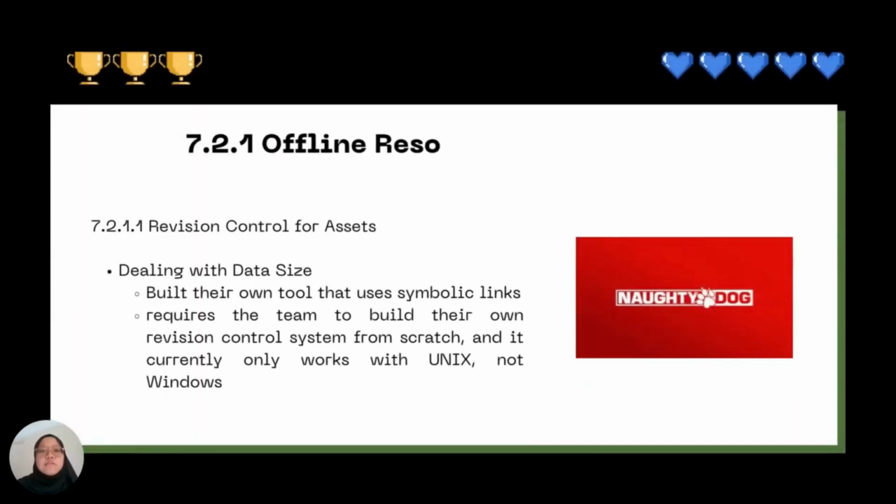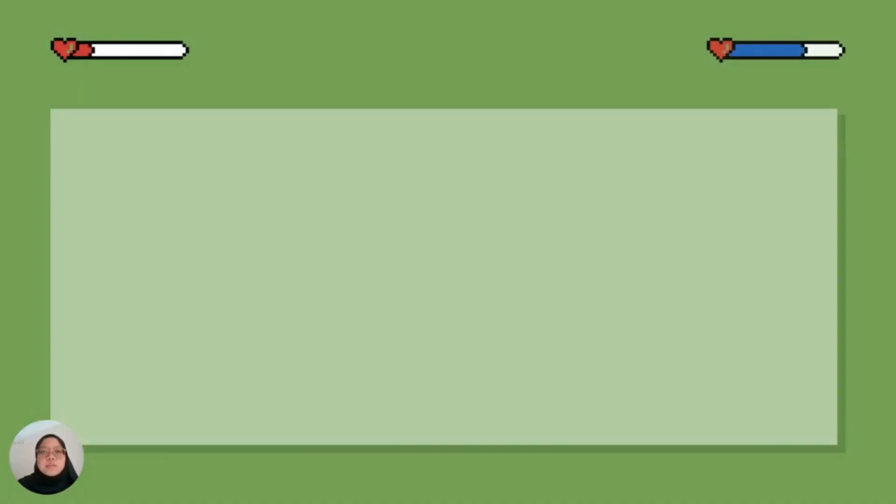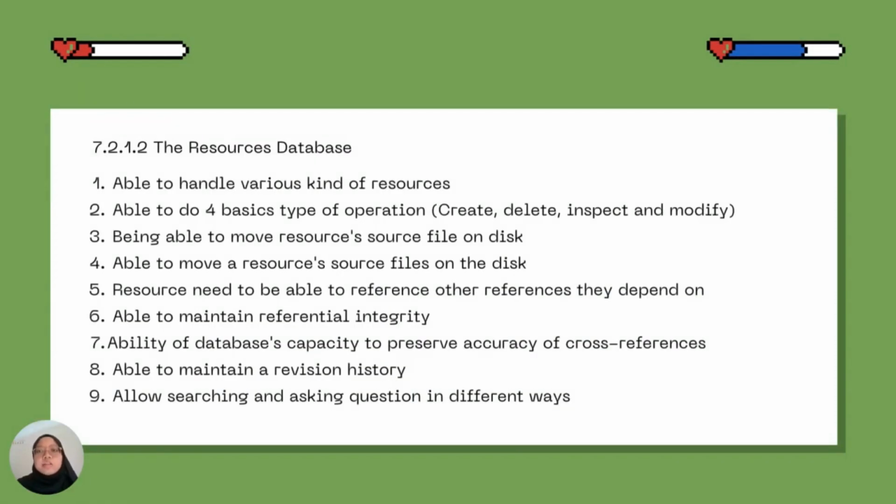Okay, next we move to offline resource management and the tool chain. The first one is dealing with data size. Naughty Dog built their own tools that use symbolic links. They also required the team to build their own revision control system from scratch, and it currently works on UNIX, not for Windows. Then a good resource management system should handle different resources, do basic operations, move files, maintain referential integrity and reference history, and also allow searching and querying in various ways.